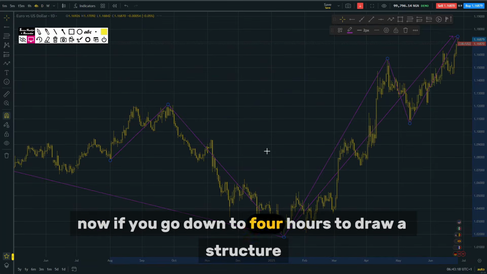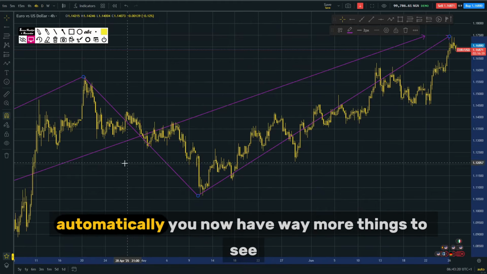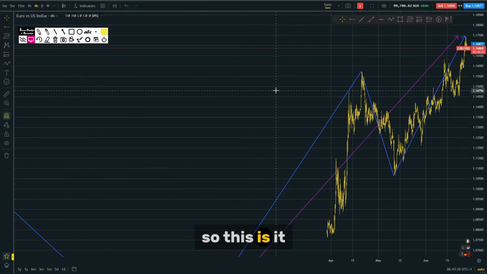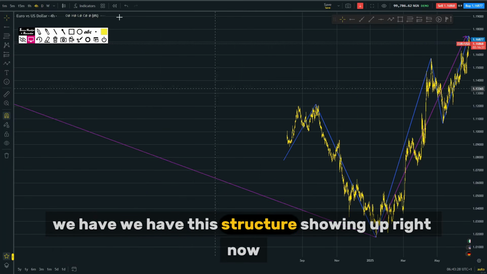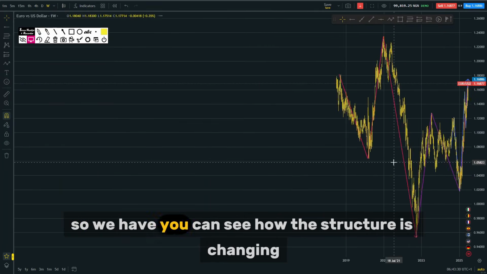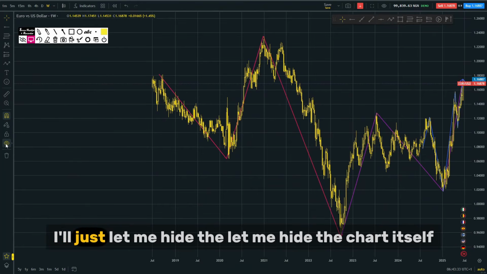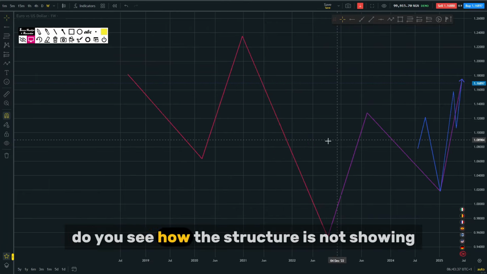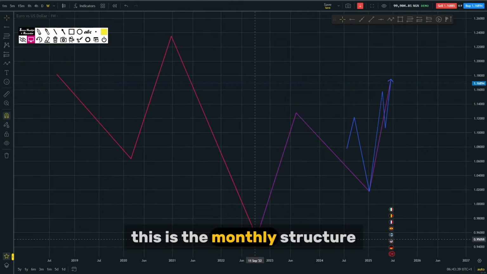Now, if you go down to 4 hours to draw a structure, automatically you have way more things to see. So I'm going to change that daily to something else. So this is it. We have this structure showing up right now. You can see how the structure is changing. Let me hide the chart itself. Do you see how the structure is now showing? This is the monthly structure.